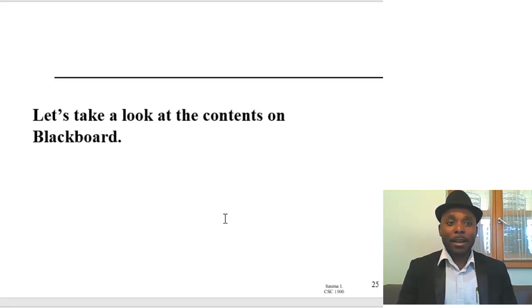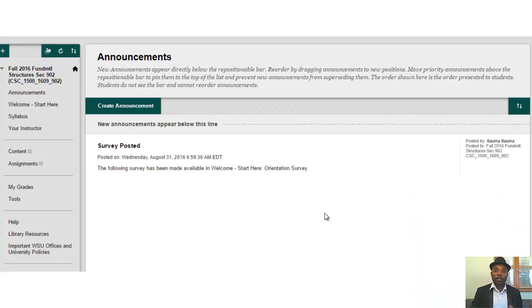So that's it about the course administration, goals, and objectives. Next, let's look at the Blackboard content. So here is the course Blackboard page. Do ensure you go through all the content. Please do read through all the announcements that I will be posting through the course of the semester. And do go through the welcome start here.